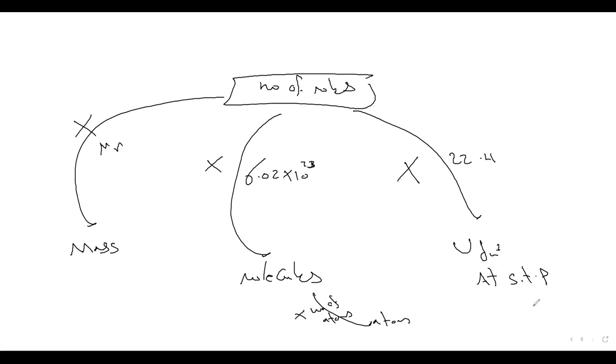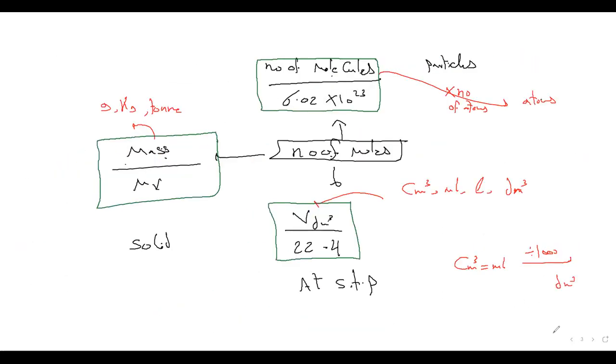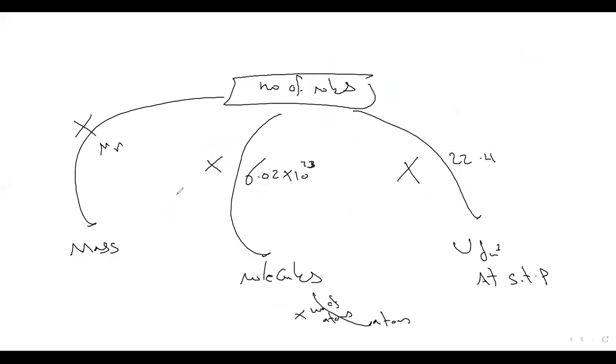So the first thing is how can we get the number of moles? Mass over molar mass, molecules over Avogadro's number, volume in decimeter cubed over 22.4. If we have the number of moles, the second step is multiplied by molar mass to get the mass, multiplied by Avogadro's number to get molecules, then multiplied by the number of atoms to get atoms, multiplied by 22.4 to get volume in decimeter cubed.